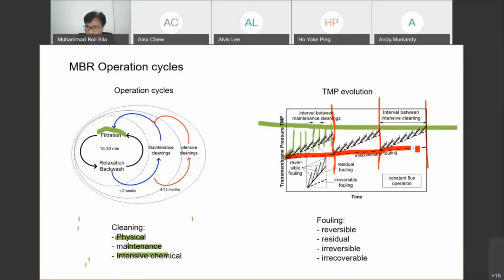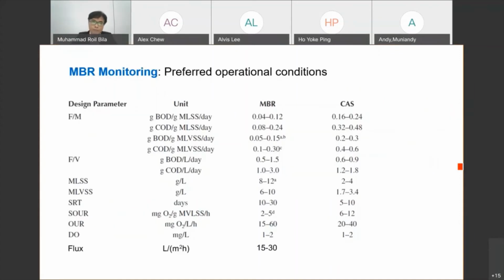When your baseline here increases up to this point, maybe after 5-6 years, now we have a permanent fouling of the membrane, we cannot continue operation using this membrane and you have to replace it. So this is basically the life cycle of the membrane when you install it in an MBR.